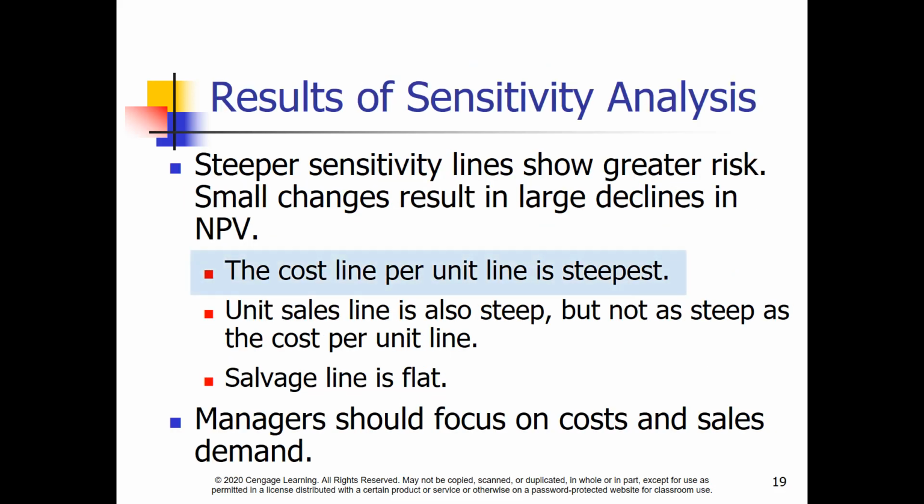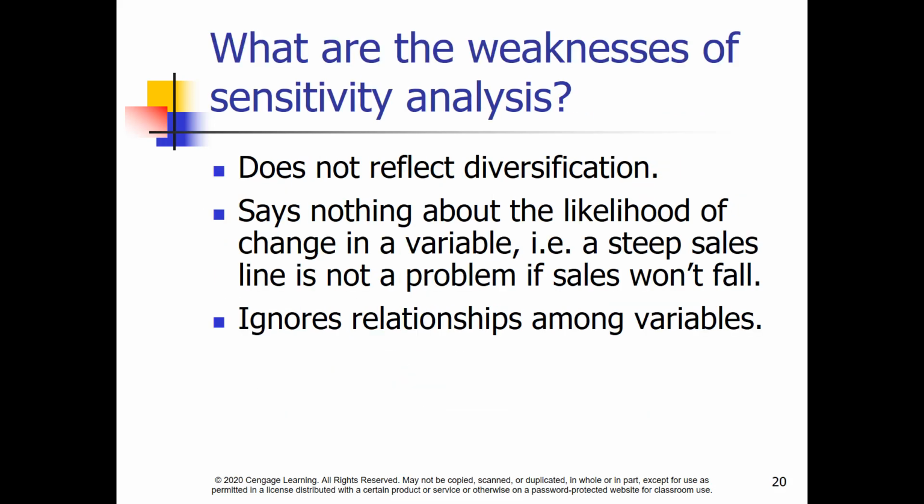Because cost per unit has the largest sensitivity ratio, reflected in the steepest line, it's the variable we should focus on. We need to make sure our estimates of cost are as good as possible. We don't need to worry as much about salvage value since it has so little impact. Sensitivity analysis measures standalone risk, so it does not reflect diversification, nor does it address the relationship among variables or the likelihood of a variable changing.